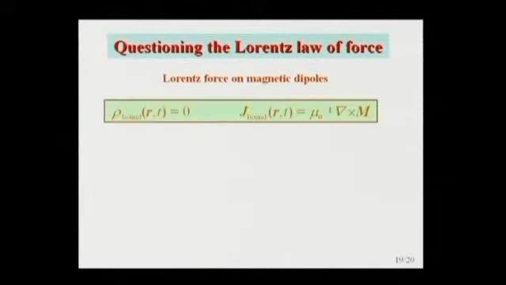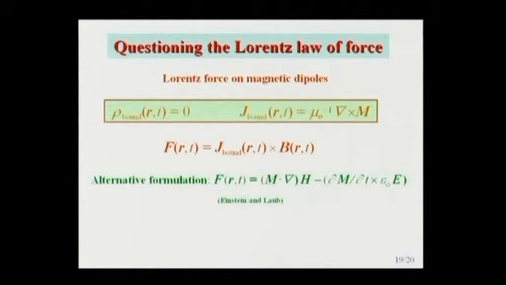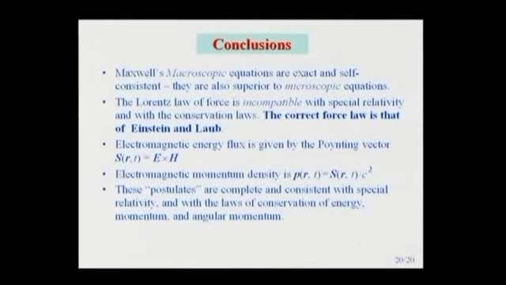With magnetic materials, if you use the Lorentz law, your bound charge is zero, your bound current is given here, and therefore the Lorentz law gives you this for the force. But I have argued that that's not correct, and the correct formula is the Einstein and Laub. For the magnetic dipoles, the gradient of the H field exerts a force on the magnetic dipole, and the E field exerts a force on time-varying magnetic dipoles. And the correct formula for the force on the magnetic dipoles is given here. So I have taken a lot more time than I was allotted, but I apologize.